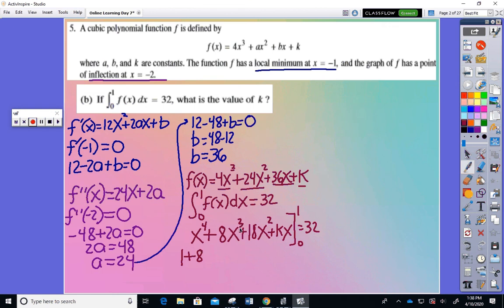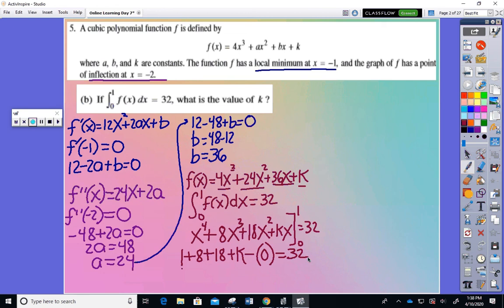I think I said one thing and wrote another. 1 squared times 18, k times 1, and then I need to plug in 0. Well, that would be 0 plus 0 plus 0 plus 0. So that was just subtract 0. That's nice. Okay, so now we're down to a pretty simple equation.